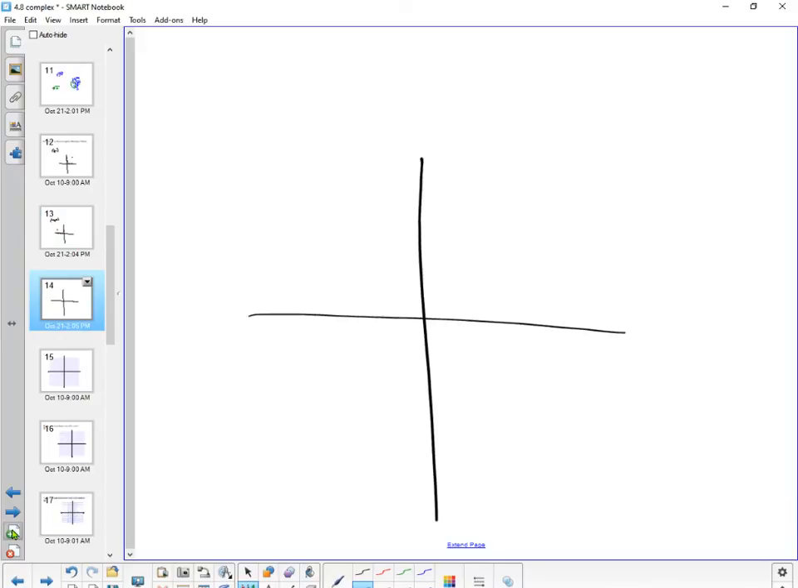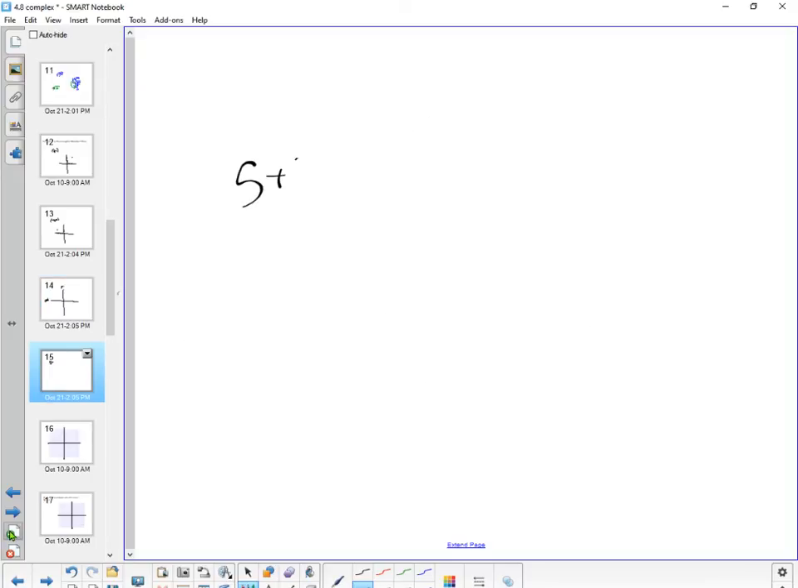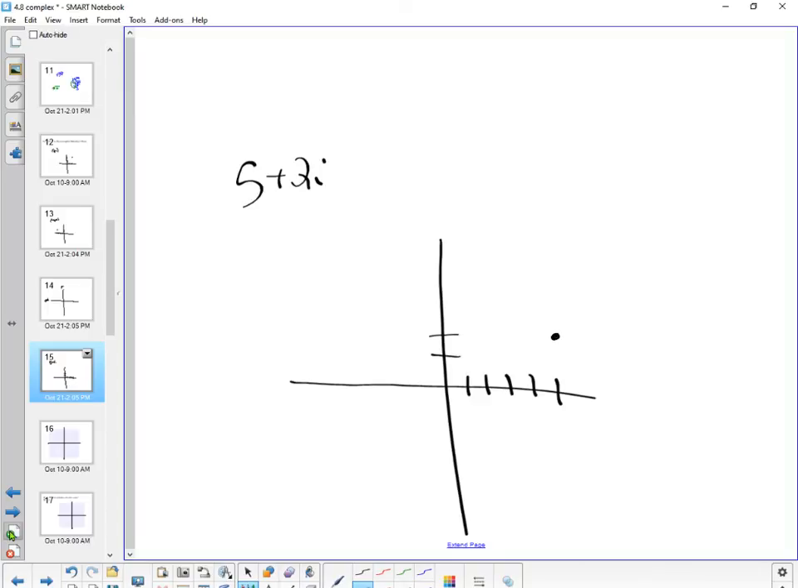What do we call this guy? X, and this one would be Y. Now, because we're going to be graphing complex numbers, this is going to be the real, and this one's going to be the imaginary, okay? So if we have something like 5 plus 2i, check it out. 1, 2, 3, 4, 5. 1, 2. There it is. 5 on the real, up 2 on the imaginary.